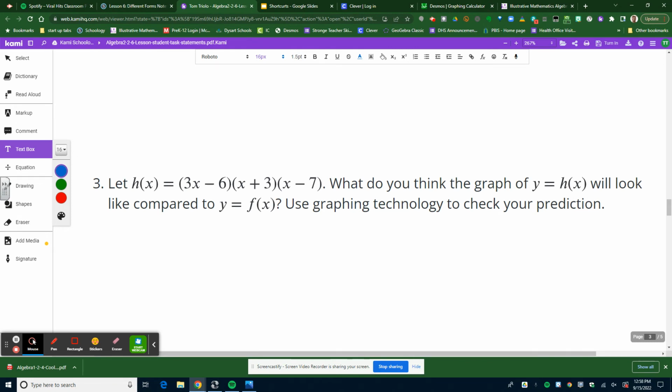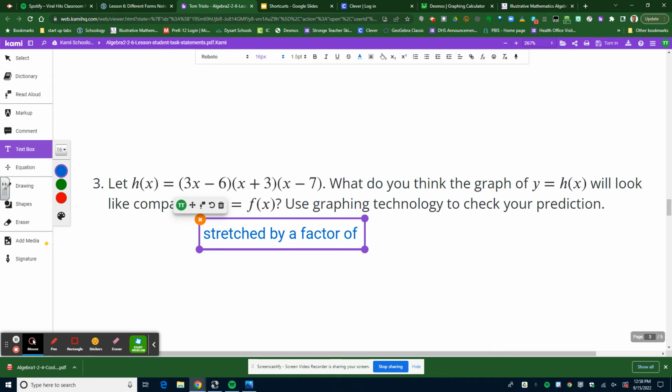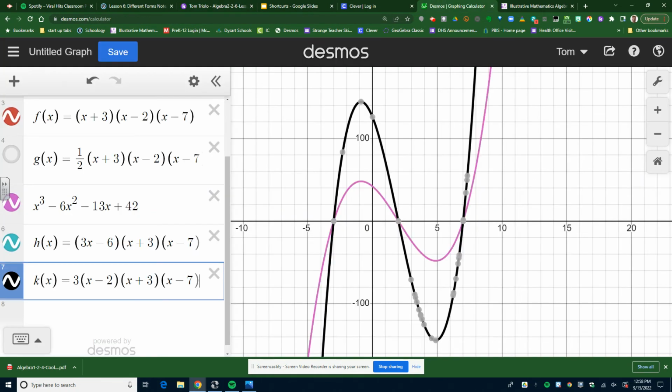Okay, so text box, stretched. It's nice when they actually use words that we can understand, even if I can't spell them right. Stretched by a factor of 3. In other words, every Y value on the same X value is 3 times as tall. Because look, what did I factor out? I factored out a 3. Okay.